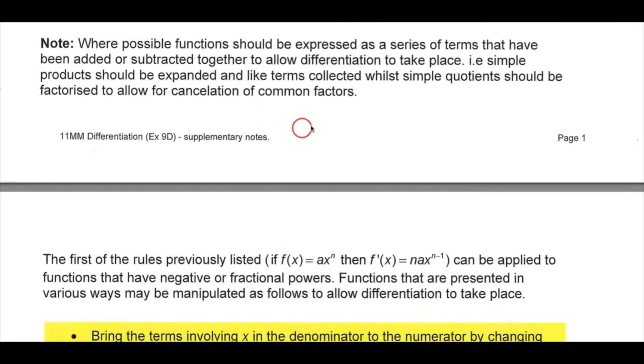In this point, all we're saying is that it's really good to make sure that we express whatever our function is in the simplest way possible, preferably as a set of different terms.